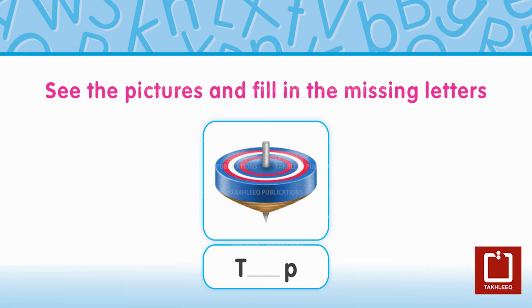Here we see the picture of a top. Here is written T dash P. The spellings of top are T O P. Top. Here letter O is missed, so we write here O.